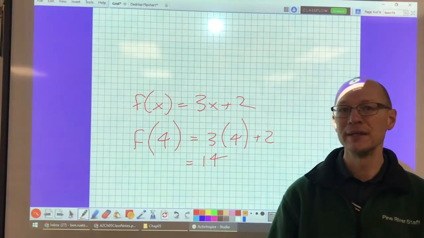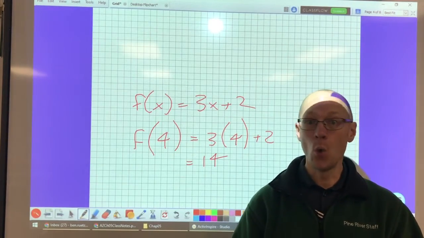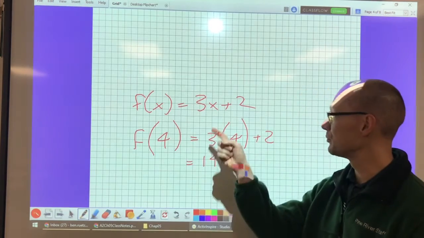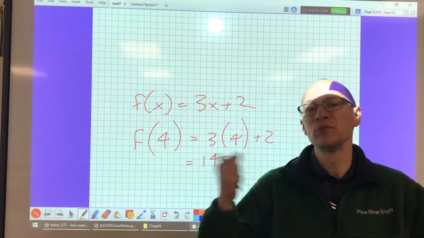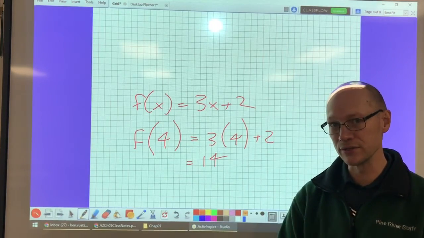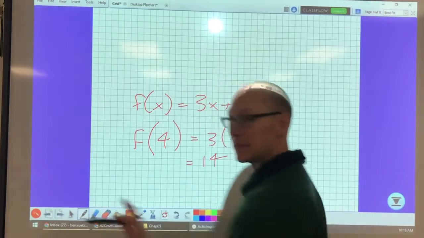It doesn't matter what you throw in the box. You could throw 9 into the box. You could throw y into the box. You could throw a cat into the box, and what you'd end up with is 3 cats plus 2, right? It doesn't matter what you throw into the box. The rule is there. Okay, so we know that about functions.